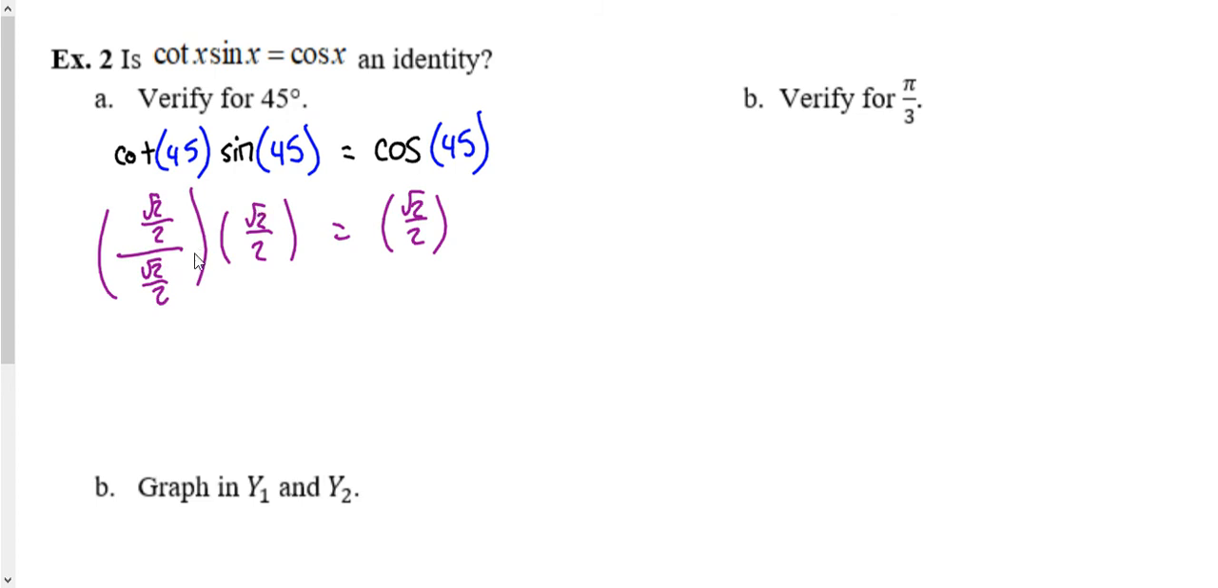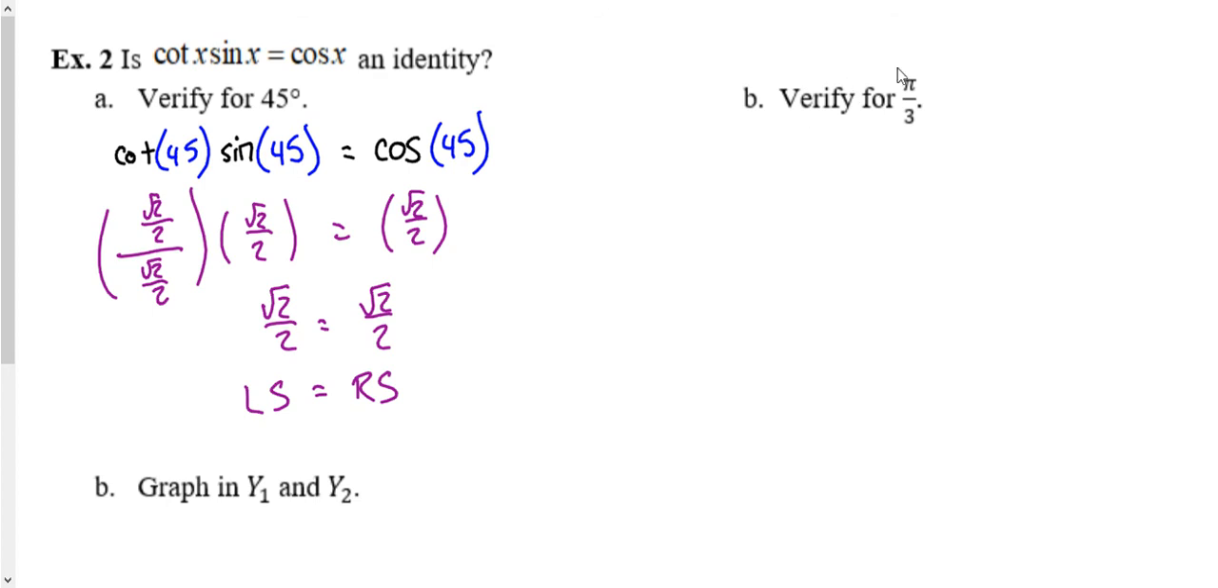So you do have 1 times this radical root 2 over 2 is equal to this root 2 over 2. So yes, in fact, we have root 2 over 2 equals root 2 over 2. So therefore, our left side equals our right side. So we verified with 45 degrees. It does work out great.